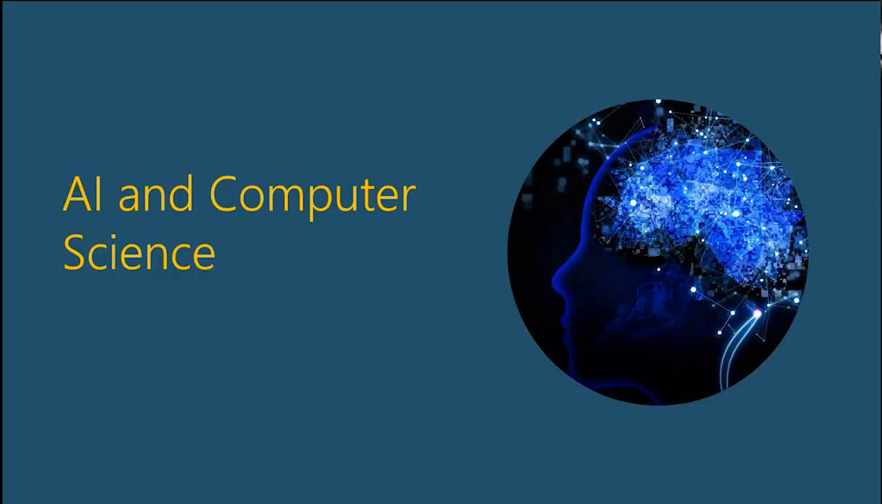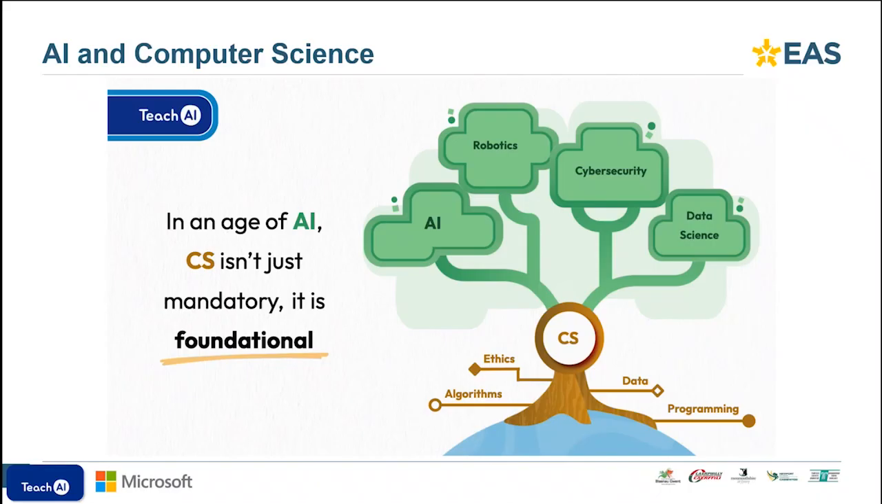And then finally, AI and computer science, or statement of what matters 6: computation is the foundation of our digital world. And I think this graphic here, shared by the Teach AI team, is really, really important. It talks about how in the age of artificial intelligence, computer science isn't just mandatory, it's foundational, and every child needs to have an understanding of those concepts there: AI, robotics, cybersecurity, and data science.